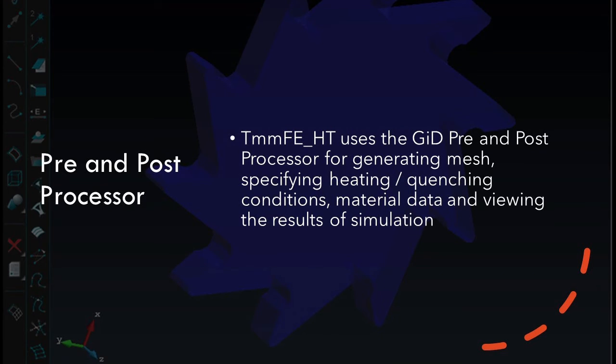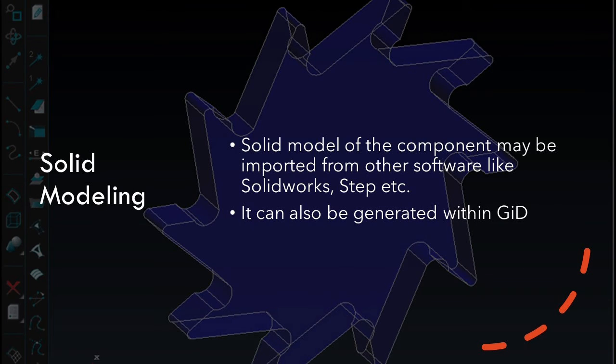PMMFE-HT uses the JIT pre and post processor for generating mesh, specifying heating and quenching conditions, material data, and viewing the results of simulation. Solid model of the component may be imported from other software like SolidWorks, STEP, etc. It can also be generated within JIT.